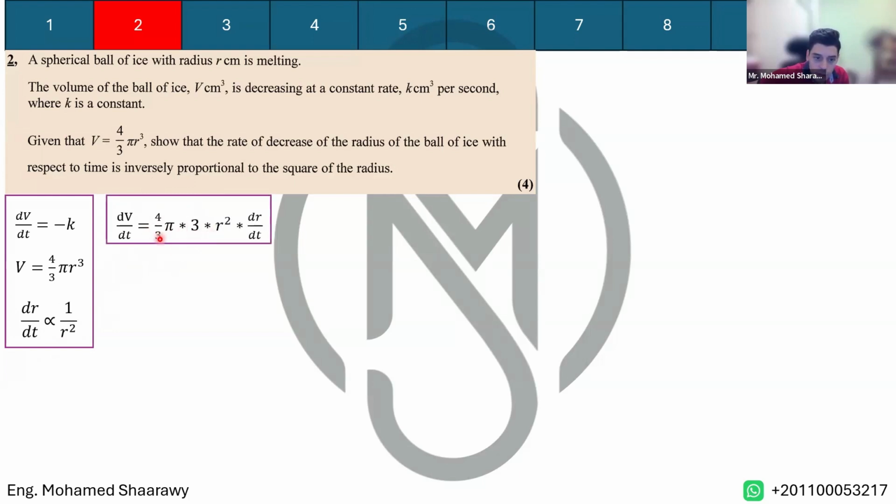Let me simplify this. So this is 4 pi r squared. And now let me make dr by dt the subject because I need it. And now let me replace dV by dt by negative k, which is a constant. And as you can see, I can write this like this. And as you can see, this is a constant. Negative k is a constant. 4 pi is also a constant. So I can say this equals a constant multiplied by 1 over r squared, leading me to say that dr by dt is inversely proportional to the radius squared.